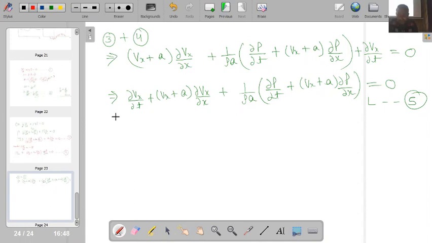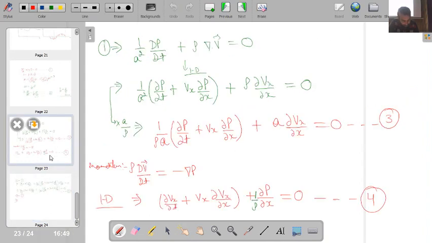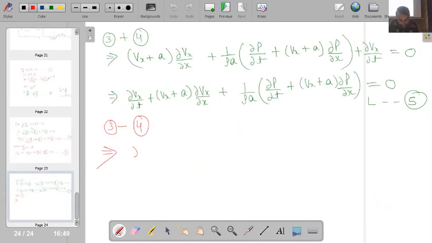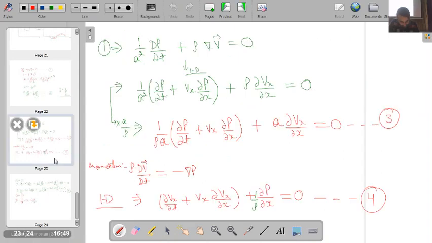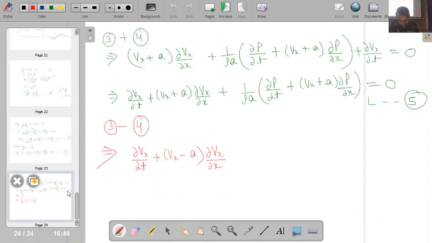Another thing I can do is 3 minus 4 also. So in place of plus, I can do 3 minus 4 also. If I do that, I will be getting del Vx by del T plus Vx minus A into del Vx by del X. This will be coming with minus sign.